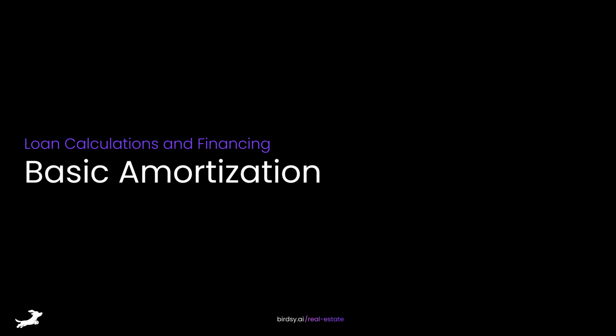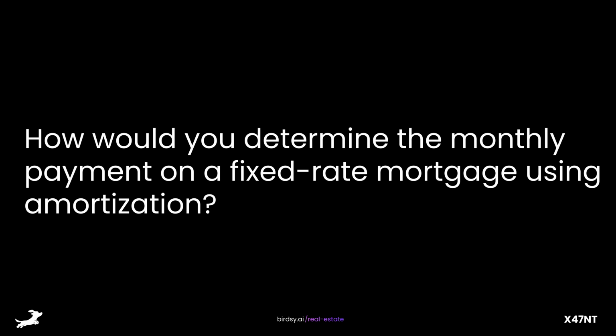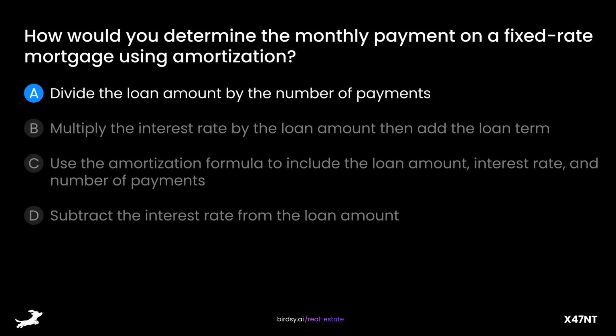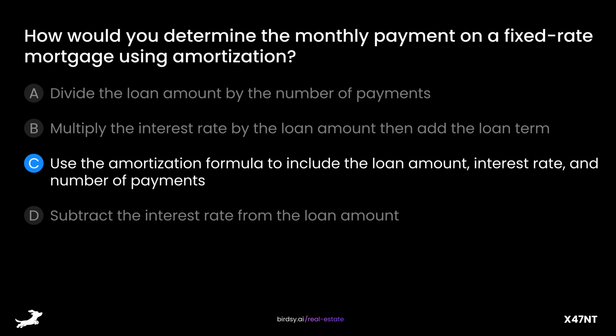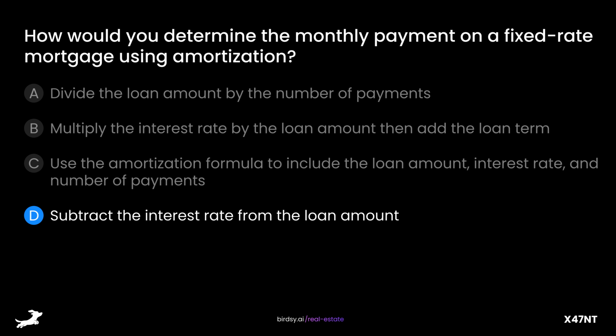Basic amortization. How would you determine the monthly payment on a fixed-rate mortgage using amortization? Is it A, divide the loan amount by the number of payments, B, multiply the interest rate by the loan amount, then add the loan term, C, use the amortization formula to include the loan amount, interest rate, and number of payments, or D, subtract the interest rate from the loan amount?